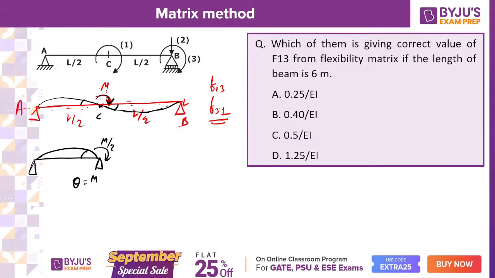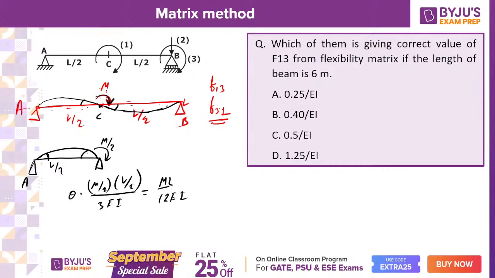Correct, no? Now this is L by 2. Can you tell me what is the theta here? The theta will become ML by 3EI. Are you able to understand that? Am I producing here ML by 3EI? Yes, theta here will be ML by 3 into 12, that is 12EI.